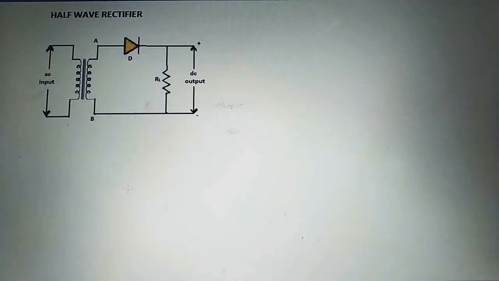Next is rectifier. So what is rectifier? Rectifier is a device which converts the bidirectional AC into a unidirectional DC, that is called rectifier. So in rectifier, the first type of rectifier is half wave rectifier.